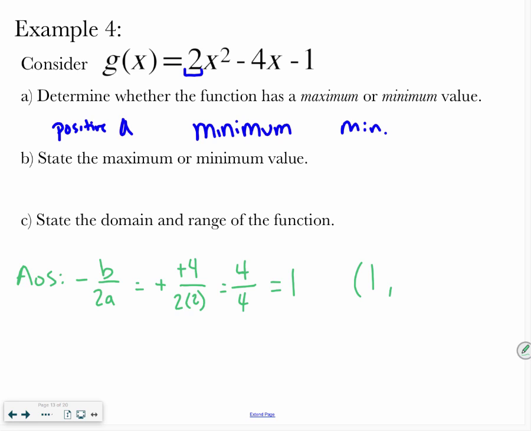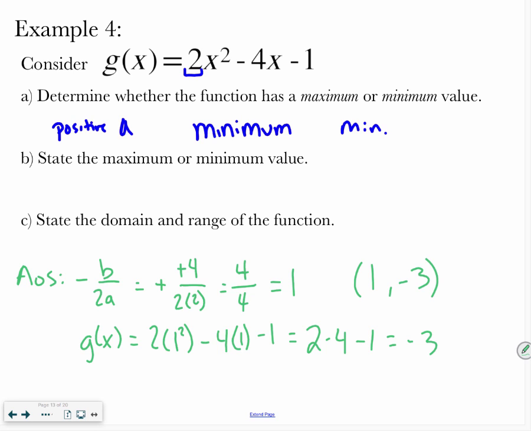If I want to find the other part of my vertex, I just have to plug it in. So I say g of x equals 2 times 1 squared minus 4 times 1 minus 1. So 2 times 1 squared is 2, and then I have minus 4 minus 1, or I have a negative 3. So I found my vertex, and the reason this helps me is the y value tells me what my, in this case, minimum value is. So I would say my minimum value is negative 3.